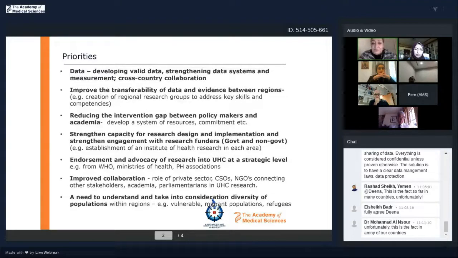And then we have improving collaboration, the role of the private sector, the NGOs, CSOs, connecting other stakeholders, academia, parliamentarians in UHC research.